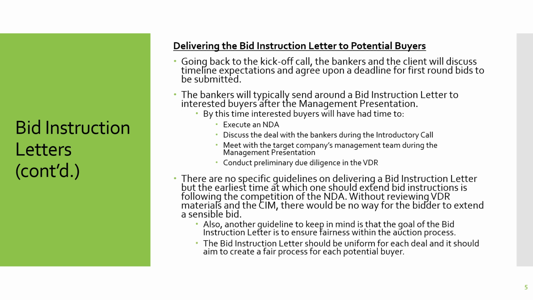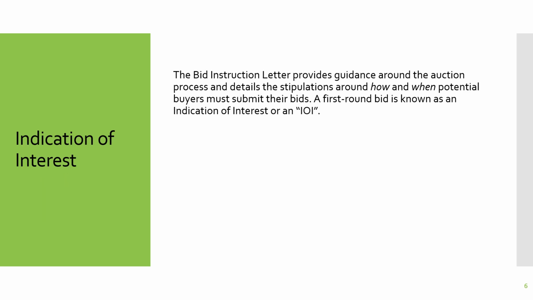The bid instruction letter should be uniform for each deal, and it should aim to create a fair process for each potential buyer. Indications of interest. The bid instruction letter provides guidance on the auction process and the details and stipulations around how and when potential buyers must submit their bids. The first round bid is known as an indication of interest, or an IOI.